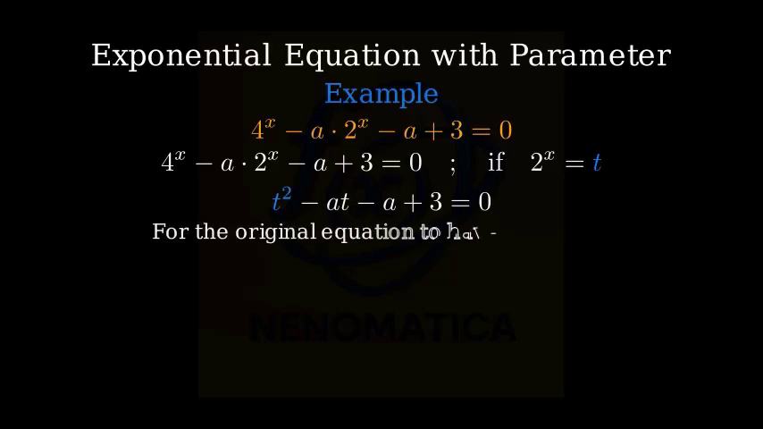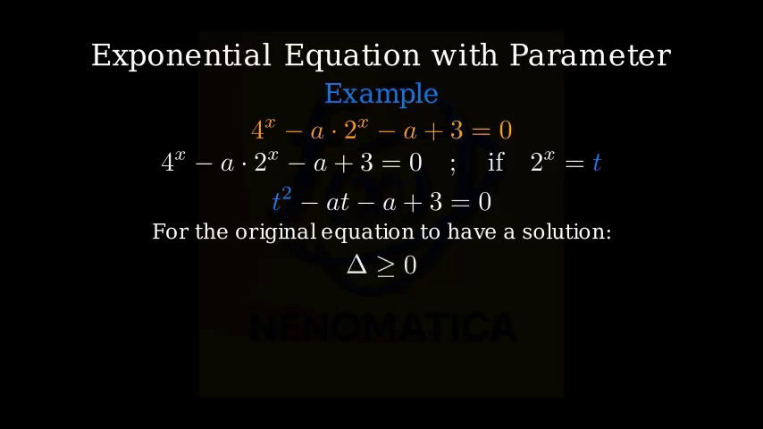Now here's the key insight. Since t equals 2 to the power of x, and since 2 to any power is always positive, t must be positive. Therefore, for the original equation to have at least one solution, our quadratic equation must have at least one positive root. For a quadratic equation to have a real solution, its discriminant must be non-negative.